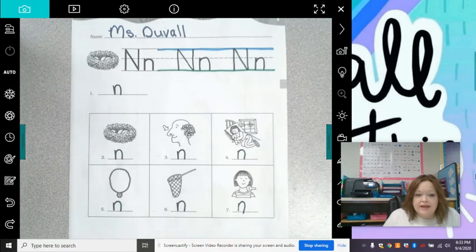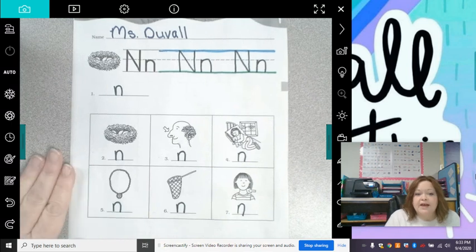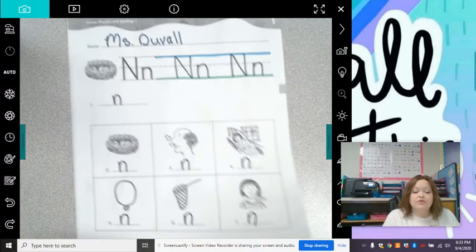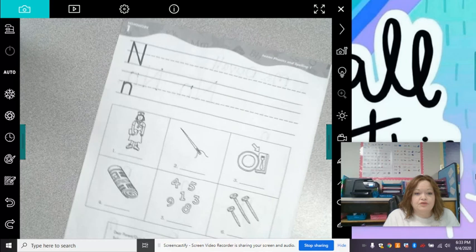If you were in the classroom, you would be doing this side of the paper with your teacher at the same time. You would be doing it together. But because we're not in the classroom, Miss Duvall is going to do the front side with you guys. And you guys will then go over to Seesaw and you will do the back.